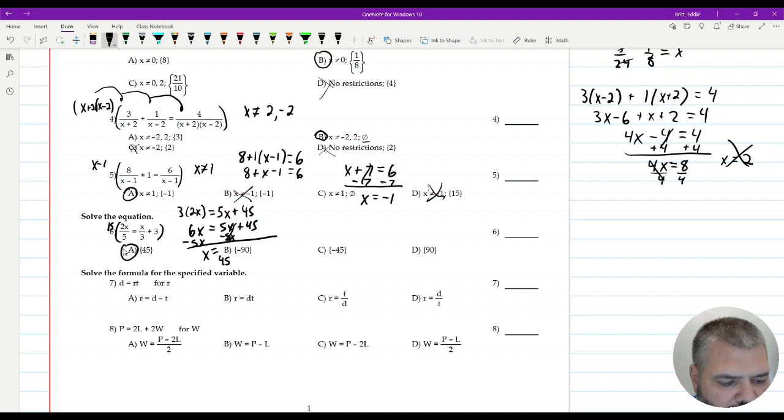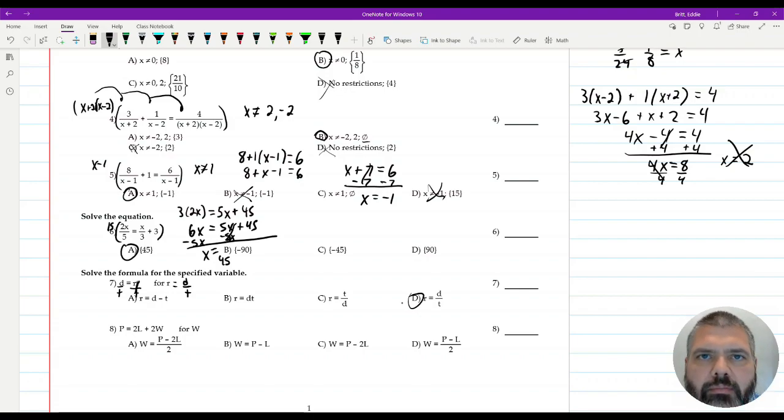All right, problem number 7, we want to solve the formula d equals RT for R. So to solve for R, you want to get R by itself. You see, this is R times T on the right side of the equation. Since you're multiplying on the right side, to move something over or get rid of it, you want to divide. So I want to get rid of the T. So I'll divide both sides of the equation by T, and the T on the right side of the equation goes away. So now I have R equals D over T, and that's my answer. R equals D over T.